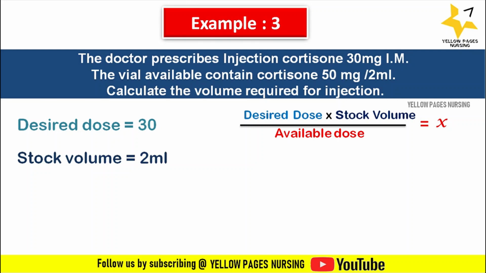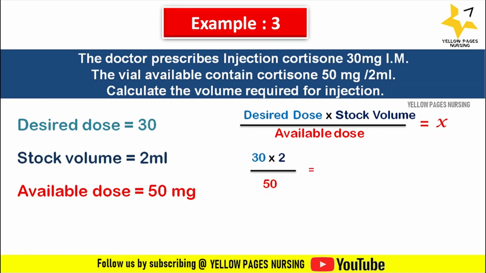Stock volume is 2 ml. The cortisone available in hand contains 2 ml, which becomes the stock volume. Available dose will be 50 mg, that is 2 ml of cortisone vial contains 50 mg in it, and hence it becomes the available dose. So applying all in the formula, we get 30 multiplied by 2 divided by 50, which gives 60 divided by 50, and which is equal to 1.2. So the volume to be administered is 1.2 ml.